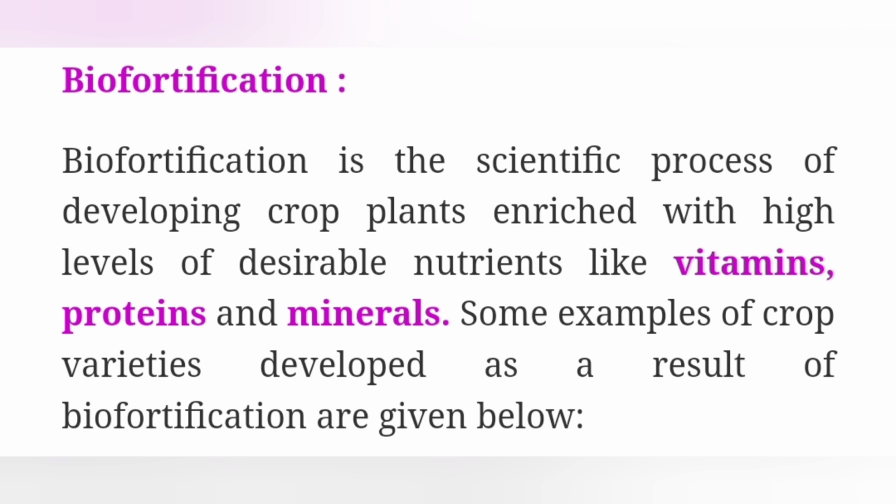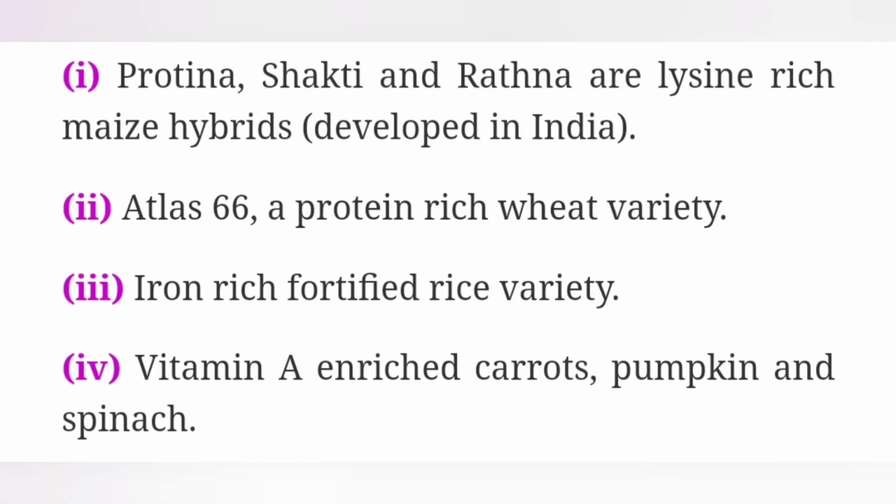Biofortification is the scientific process of developing crop plants enriched with high levels of desirable nutrients like vitamins, proteins and minerals. Some examples of crop varieties developed as a result of biofortification are given below. First point, Protina, Shakti and Ratna, or lysine rich maize hybrids developed in India. Second point, Atlas 66, a protein rich wheat variety. Third point, iron rich fortified rice variety. Fourth point, vitamin A enriched carrots, pumpkin and spinach.